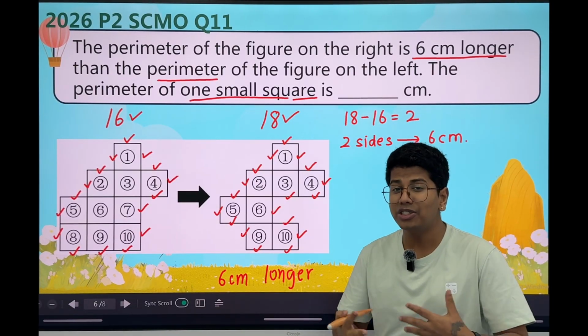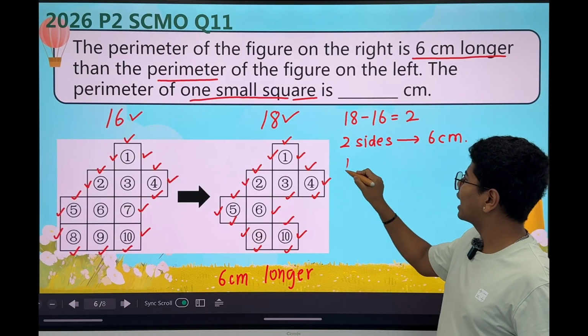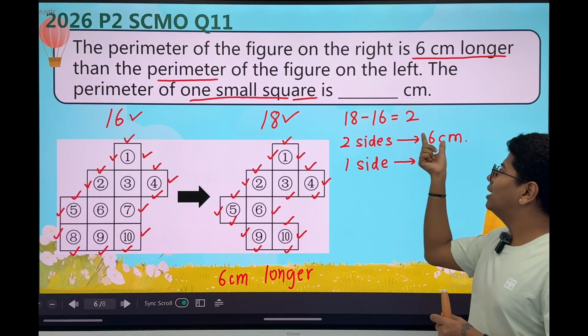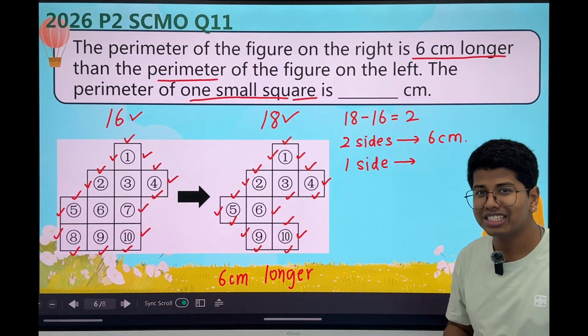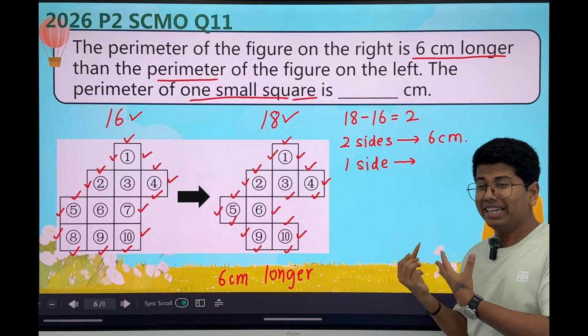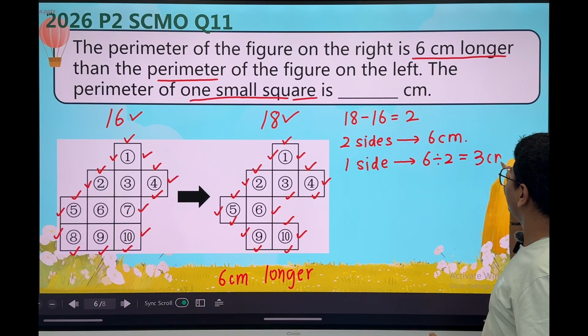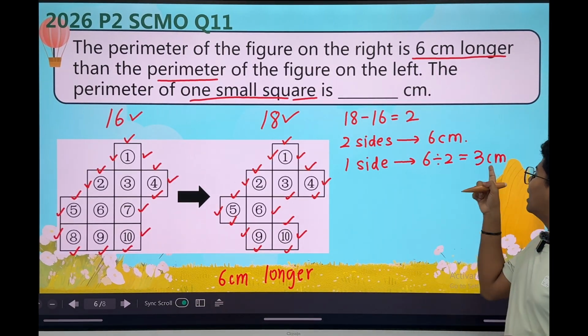But how many sides do we need? We just need one side. So, from 2 sides, I calculate one side. So, one side will be how much? 2 sides is 6. One side will be just like half of 6, which is 3. And to write it down, I can write that as 6 divided by 2, which is 3 centimeter. This means for a square, one of the sides is 3.